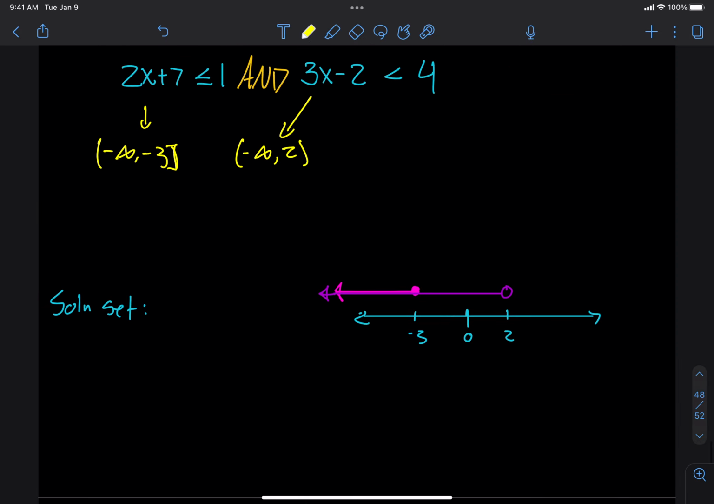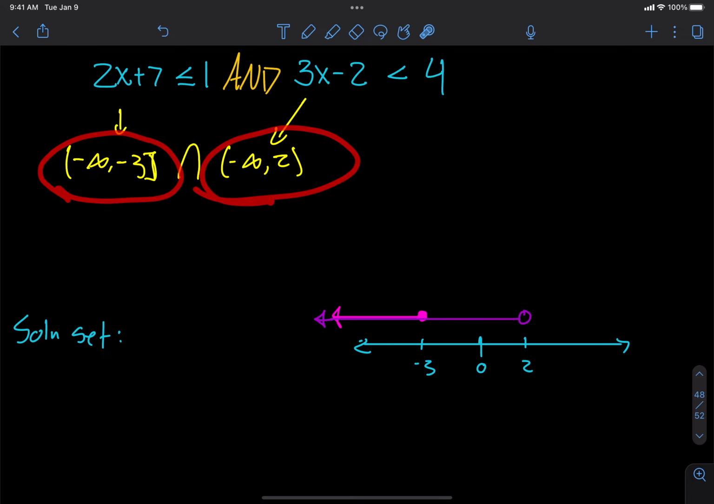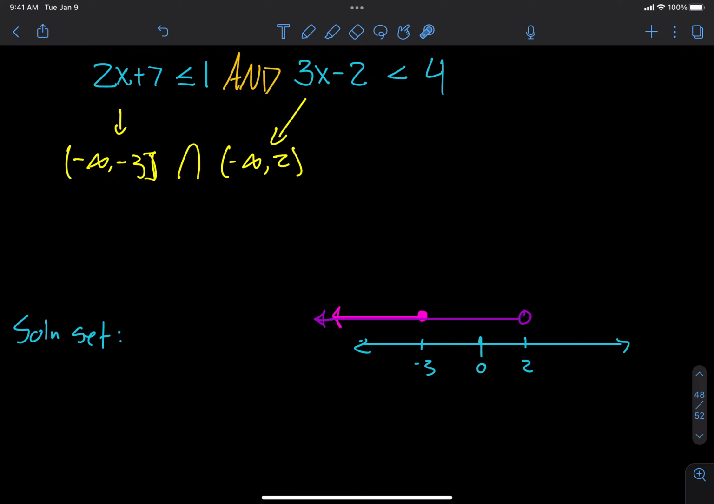Okay, so now, if I'm going to combine these using an AND, then I need to take the intersection of these two things, which means I need to think about all of the numbers which are in both solution sets. The number needs to be included in this set and included in this set. So how is that going to affect our solution set in this case? What part is maybe going to be removed?